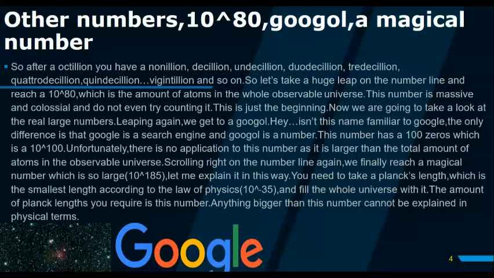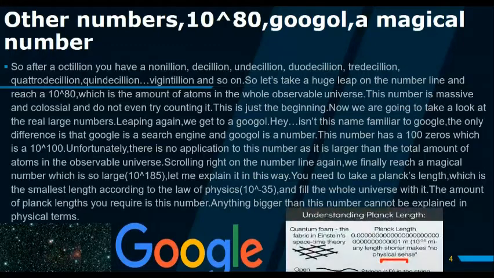Scrolling right on the number line again, we finally reach a magical number which is so large, which is 10 to the power of 85. Let me explain it in this way. We need to take a Planck length, which is the smallest length according to the laws of physics, which is 10 to the power of minus 35, and fill the whole universe with it. The amount of Planck lengths you require is this number. Anything bigger than this number cannot be explained in physical terms.